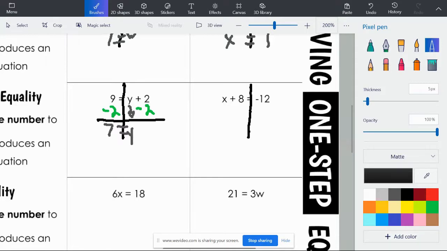All right. Next one over here. X plus 8 equals -12. What are we doing to our variable? We're adding 8. The opposite of adding 8 is subtracting 8. We have to do it to both sides to make sure that the equations are equivalent. 8 minus 8 cancels out to 0. All we're left with on the left side is x equals -12 minus 8, which would be -20.